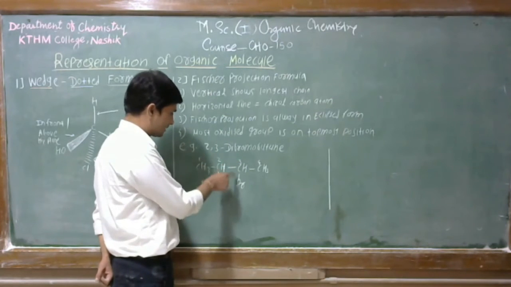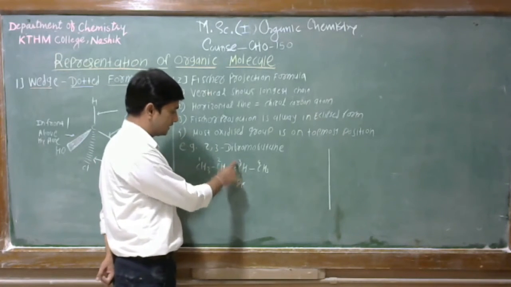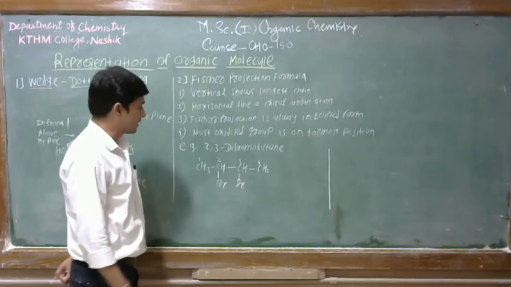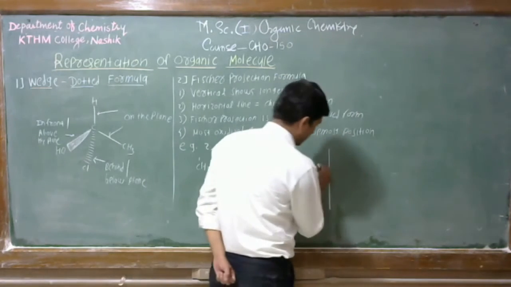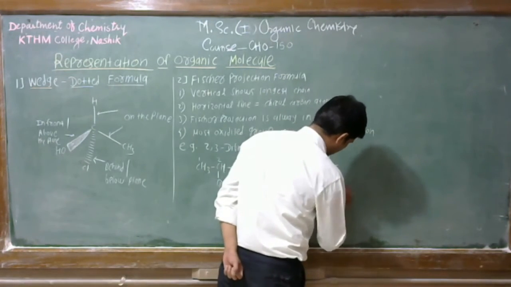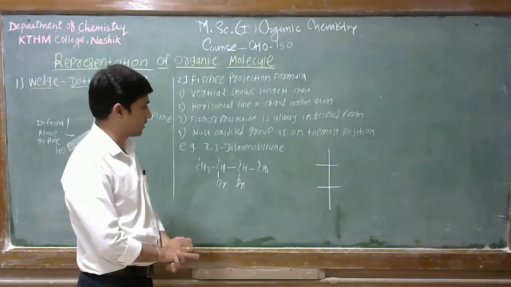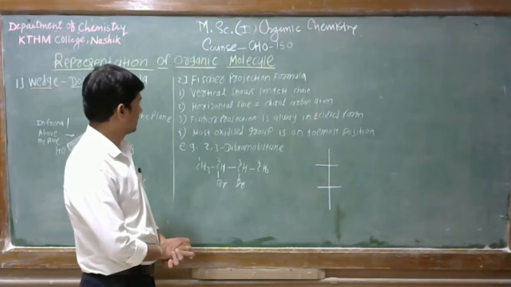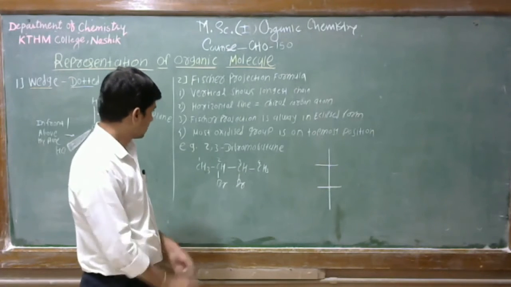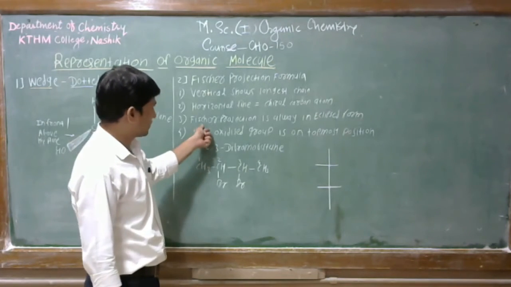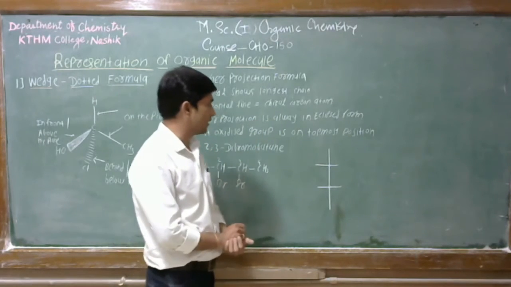See here in this structure, carbon number 2 and carbon number 3 are the chiral carbon atoms. Therefore, there are 2 chiral carbon atoms, and hence the number of chiral carbon atoms equals the number of horizontal lines, so we have drawn 2 horizontal lines. Then, the Fischer projection formula is always in eclipsed form.